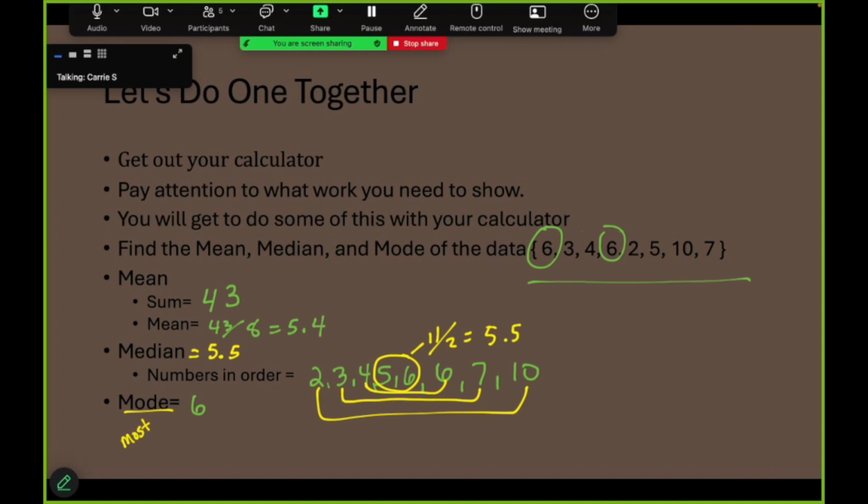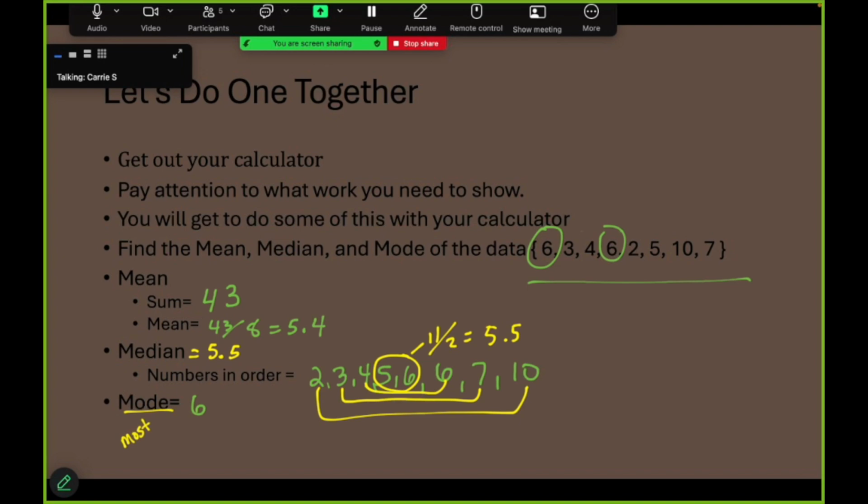Likely, not always, it's likely that these 3 numbers are close to each other, but not always. And that kind of helps us know the middle of all these numbers is somewhere in the 5 range. Average is used the most for this.